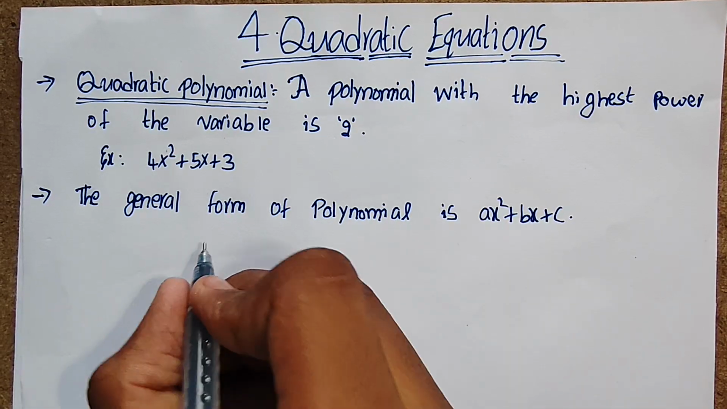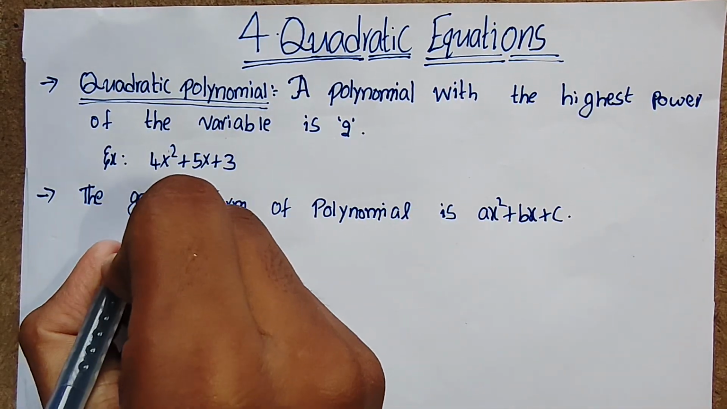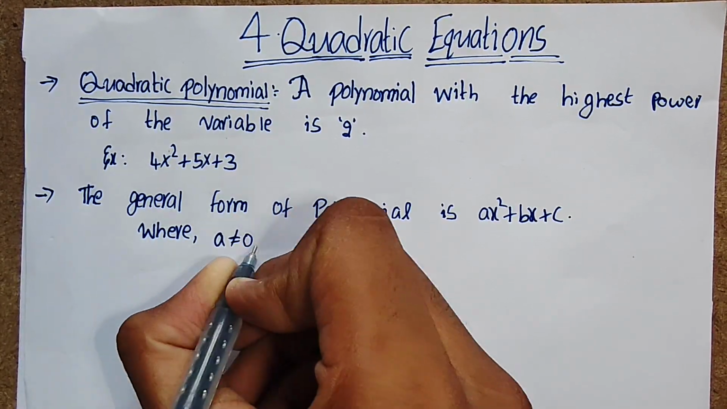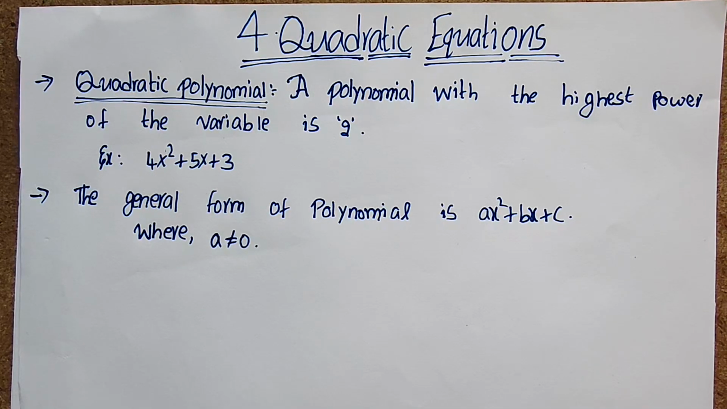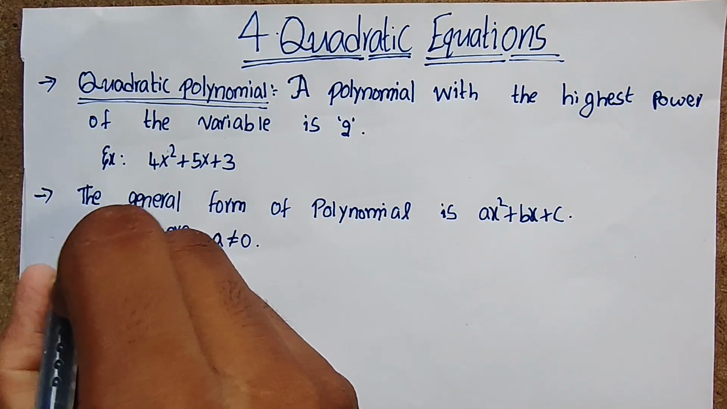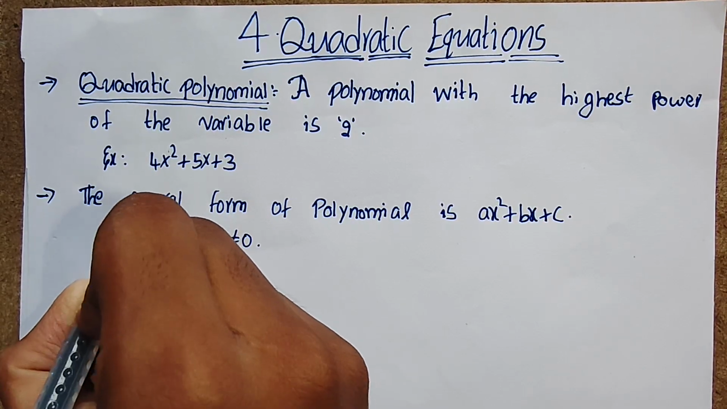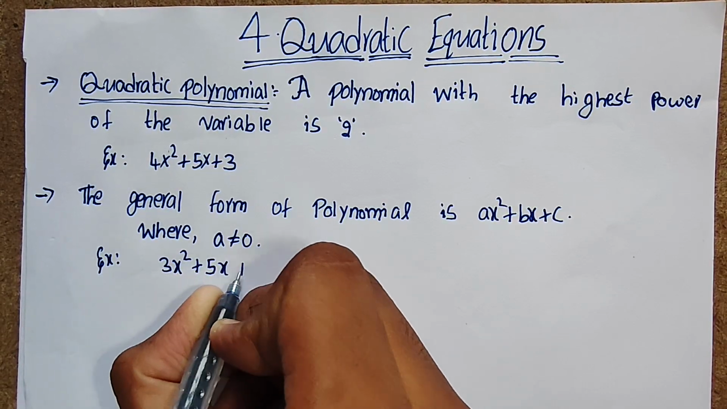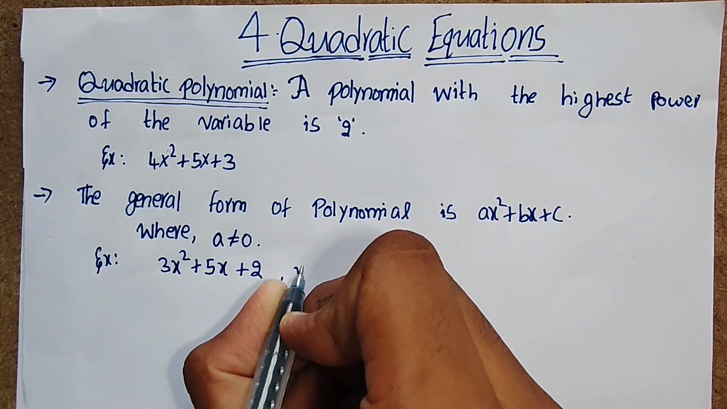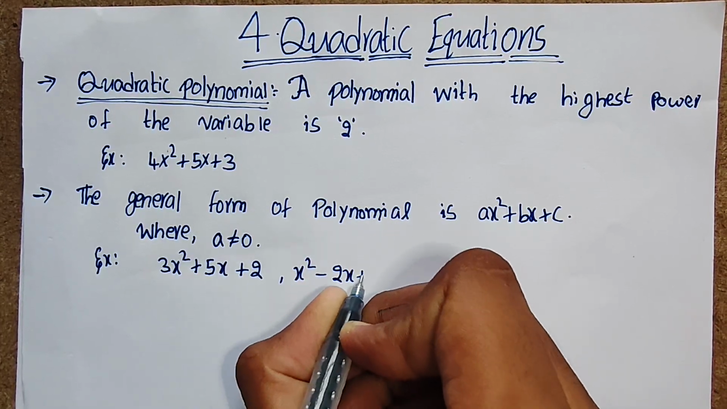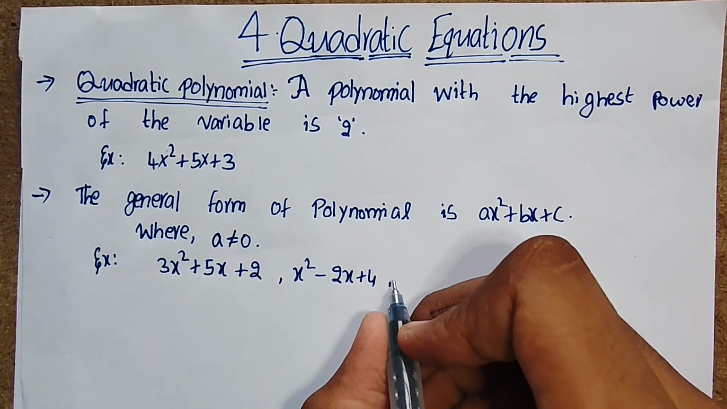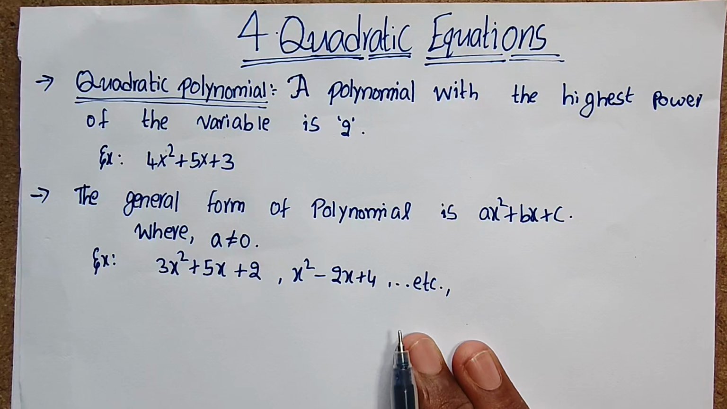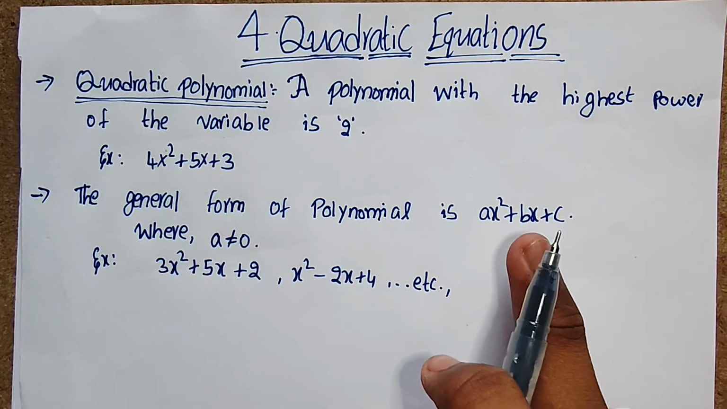Here, a is not equal to 0. Now, examples of quadratic polynomials are 3x square plus 5x plus 2, and x square minus 2x plus 4. These can be noted as examples, and so on. So these are the examples of the general form of a quadratic polynomial.